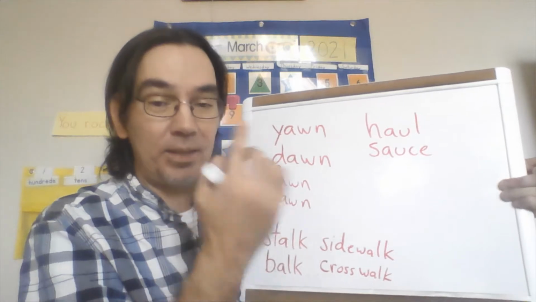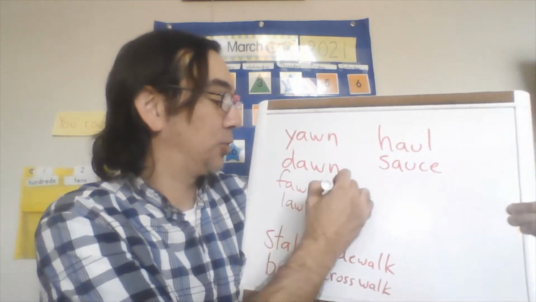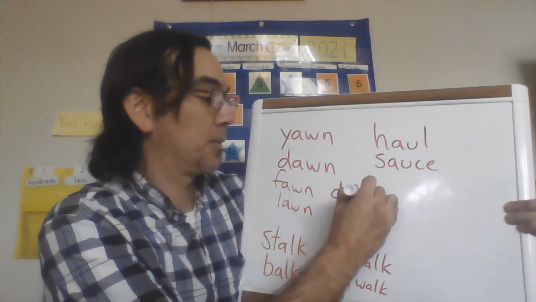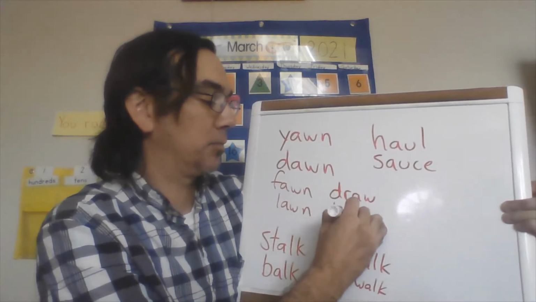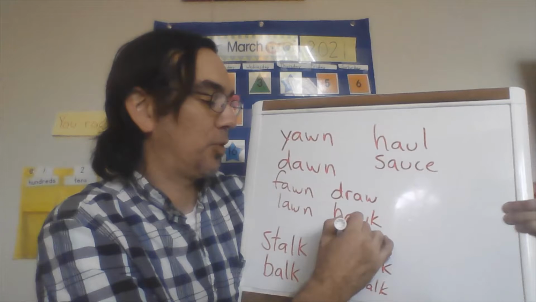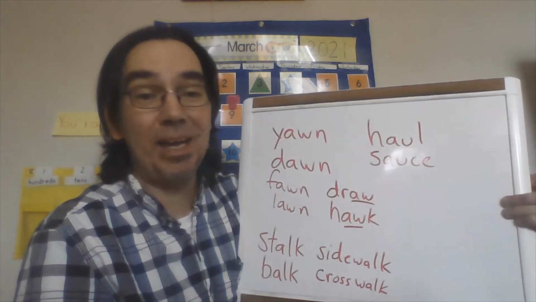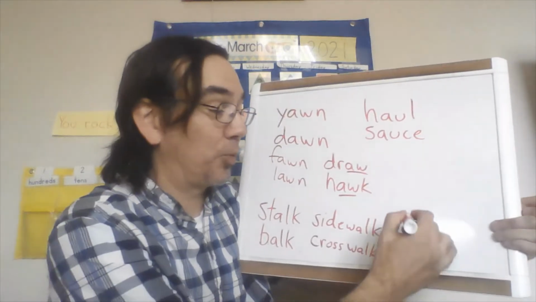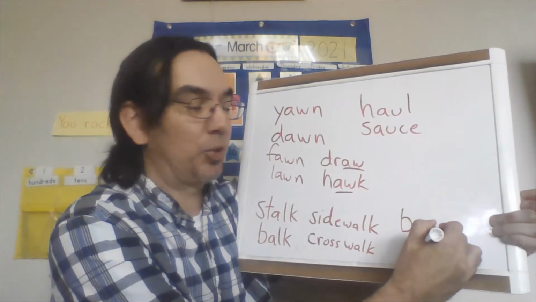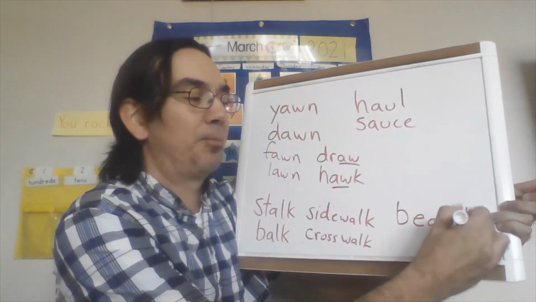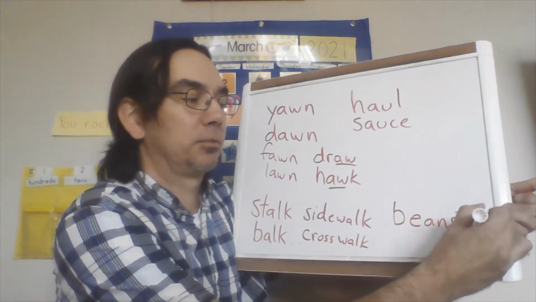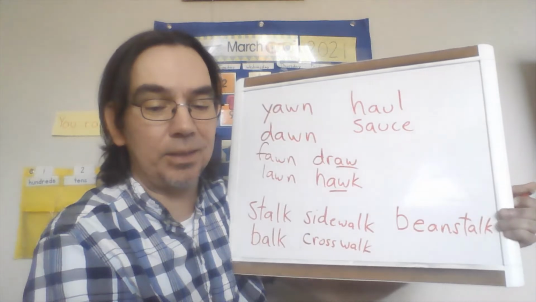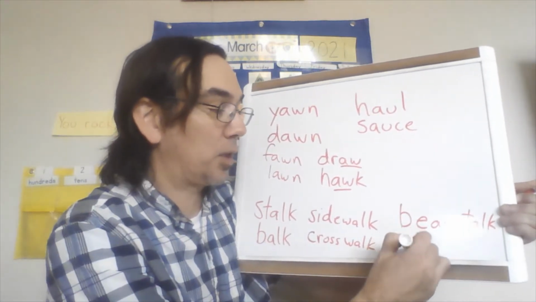Okay, now Emma. Emma gave us draw and hawk. There's our AW in the middle. There's our AW at the end. Very cool. She also sent in a compound word. You might have heard of a story with a beanstalk. Well, it's got bean and stalk, and it's got our ALK there at the end. Also, walk.